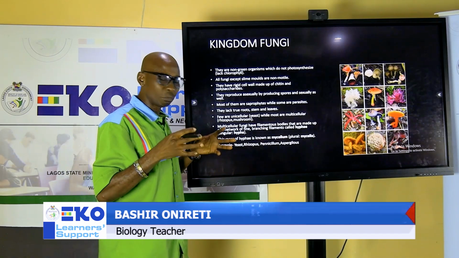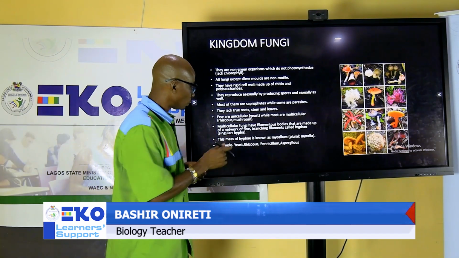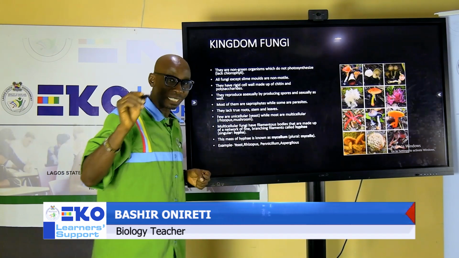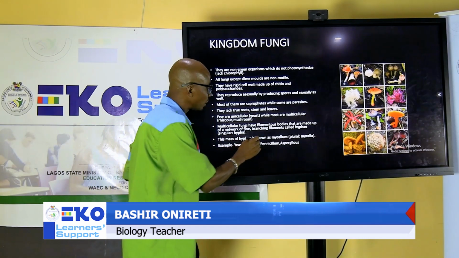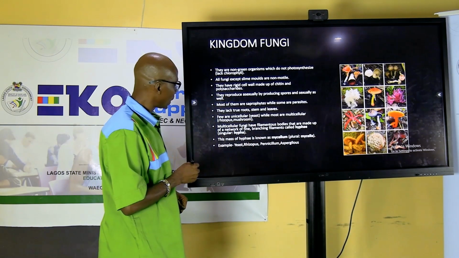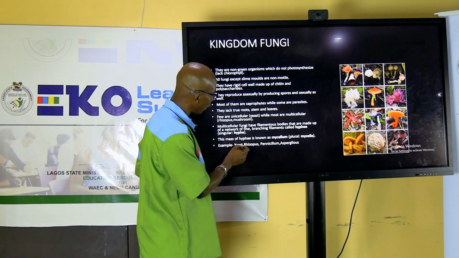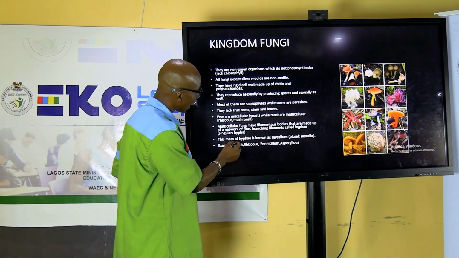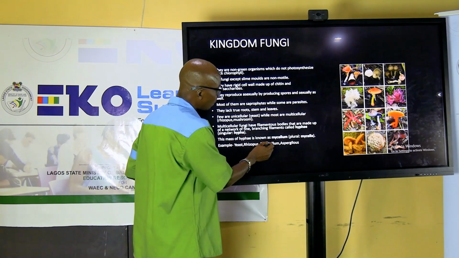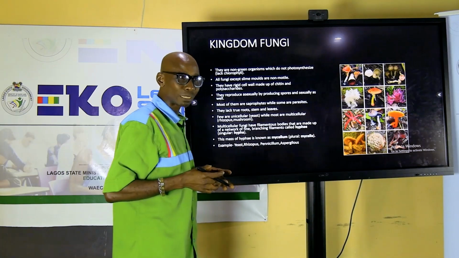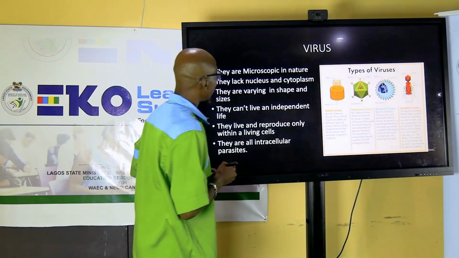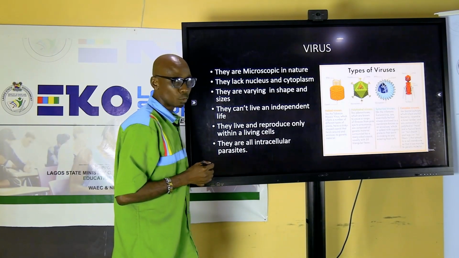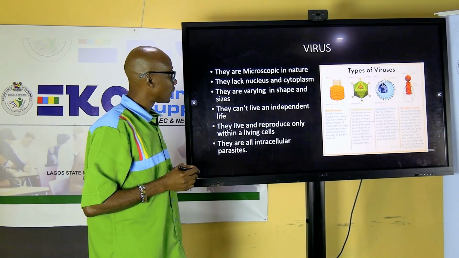Their body is made up of thread-like structures known as hyphae. All their body is made up of interconnected hyphae, which is called mycelium. Examples of fungi are yeast, rhizopods, and penicillium, which is popular in the making of antibiotics. These are pictures. The next organism we are going to look at is the virus.